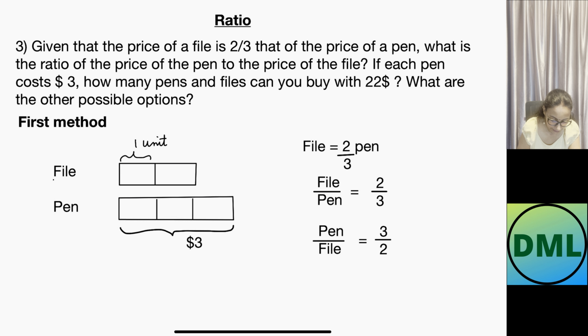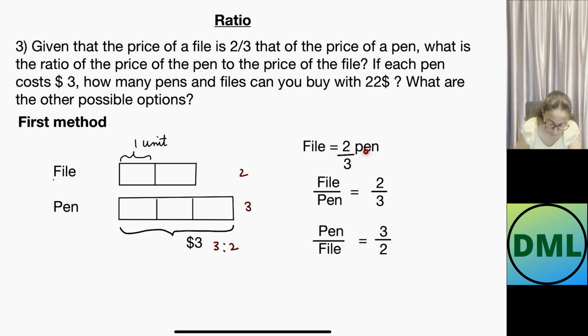If I write it down like that, the file is equal to 2/3 of the pen, where "of" means multiplication. So it is multiplied by the pen. I need to find out the ratio of the price of the pen to the price of the file. If you look at the boxes here, the price of the pen is 3 boxes and the price of the file is 2 boxes. So the ratio becomes 3:2.